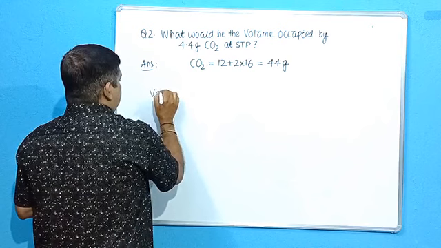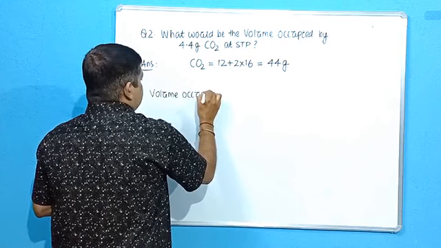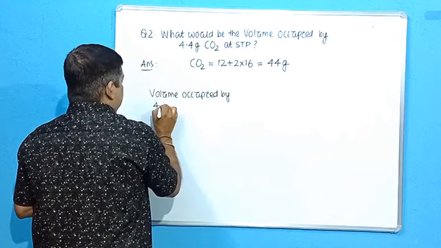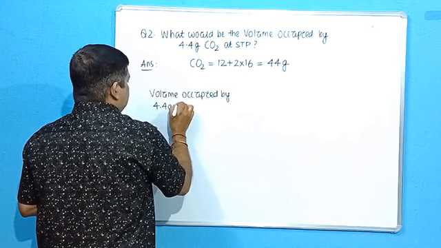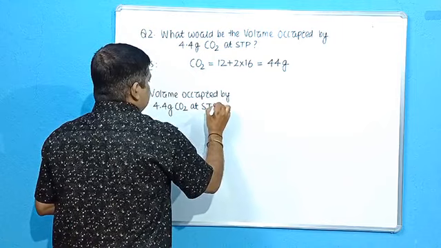So volume occupied by 4.4 gram carbon dioxide at STP. I am using the formula directly.